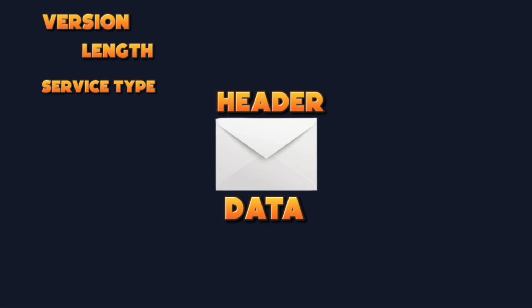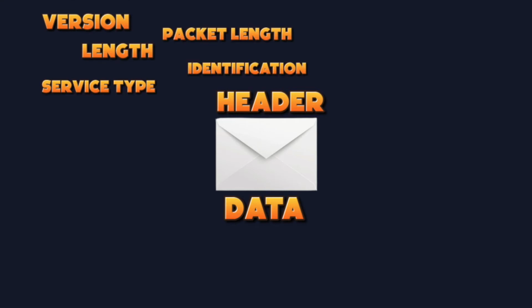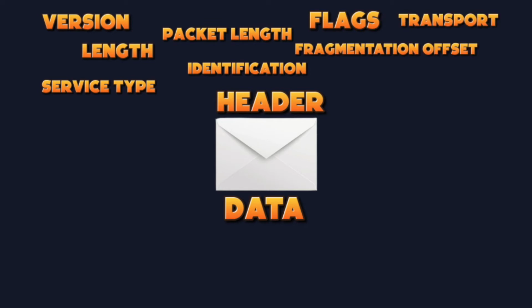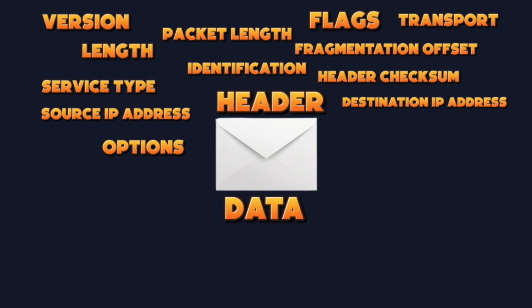A packet is divided into two sections, the header and the data section. The header contains an assortment of information like the IP version, the length of the packet, the identification, the header checksum, flags, transport, the source and destination IP. We'll talk about that later. And the data section obviously contains the data that is being transported.